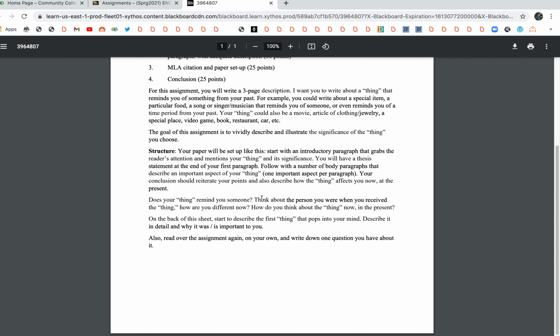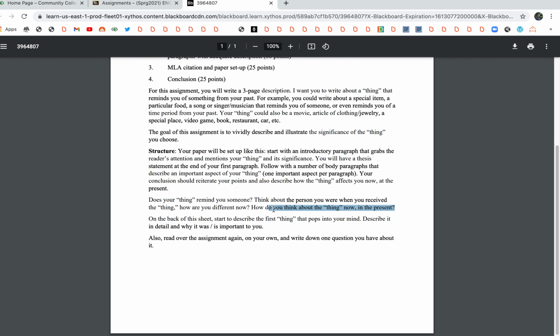So if you're 18, 19, 20 or older, 25, 30 or 40 or 50, and your item is from a long time ago, talk about who you were then, how you're different now. This is a little bit of an existential question here, right? And then how do you look back and think about the thing now?